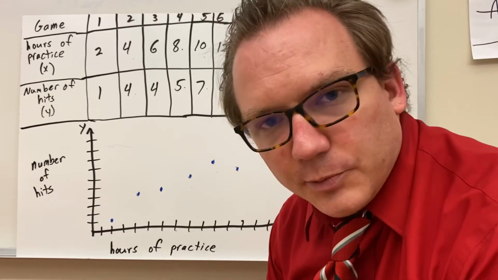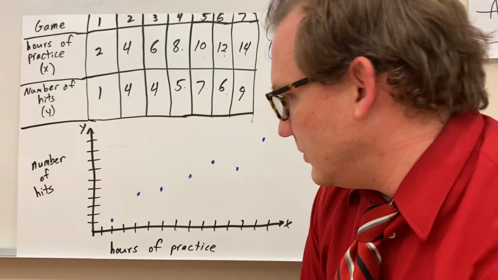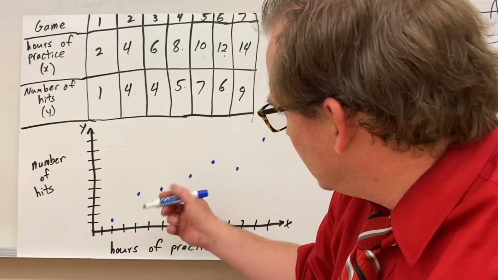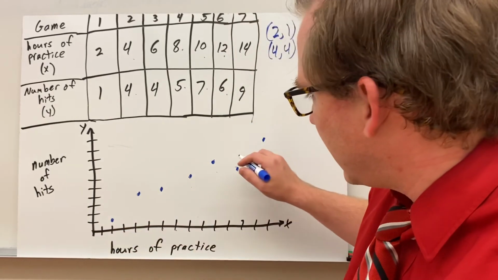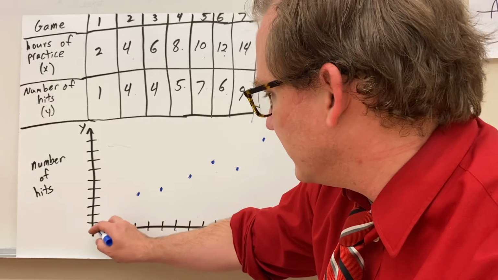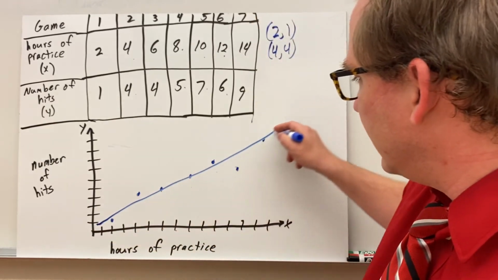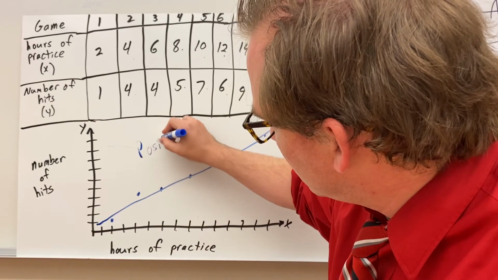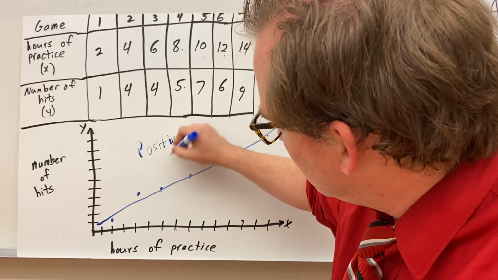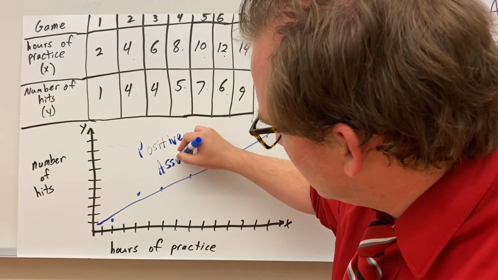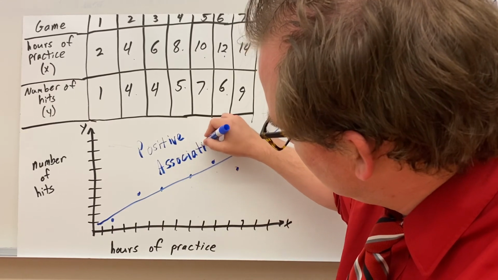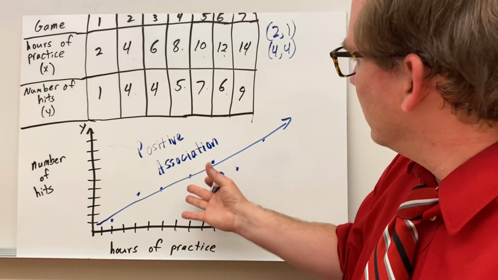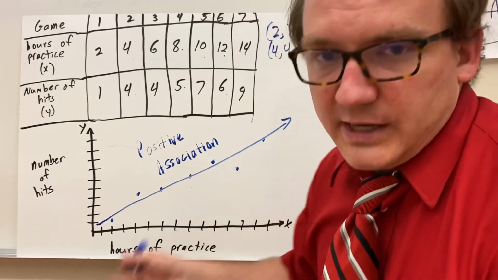I've made a scatter plot. And I can look at this and ask, is there an association? Yes, there is. This looks like as the hours of practice increase, the number of hits increase. Looks like maybe you could draw a line like this. So this would be a positive association. And that is a way to plot some data, talk about the association, and make a scatter plot.